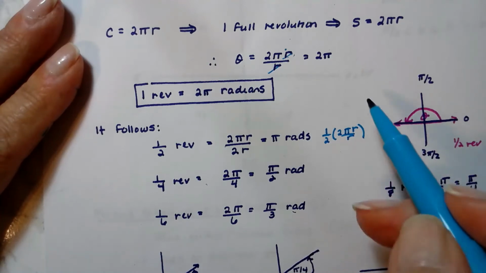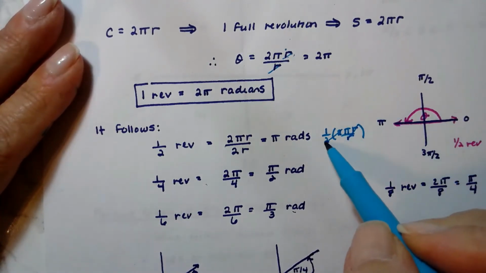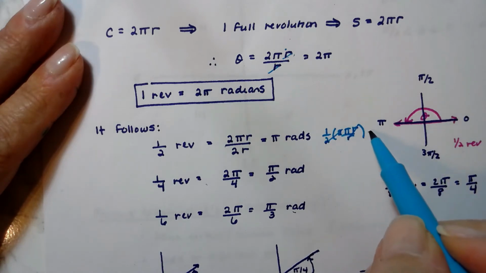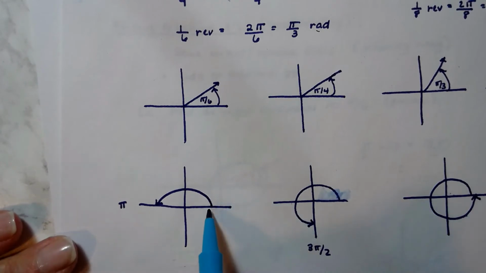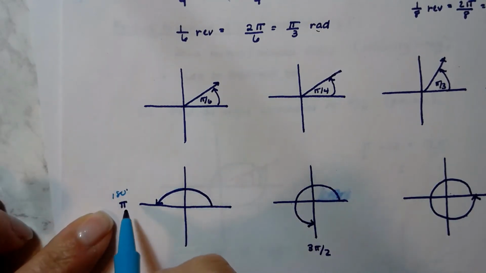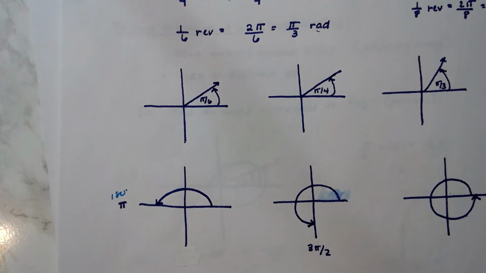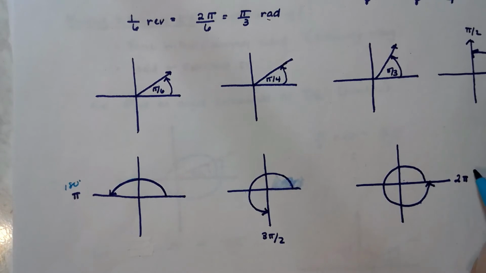And what happens is the r's are going to cancel, and the 2's are going to cancel, and I'm left with 1 times pi or pi. So that's why my little picture here, if I go 180 degrees, I'll just write that there. That's equal to pi radians. Okay, again, here's my full revolution here, which is 360 degrees or 2 pi radians. You need to know in degrees and radians that that's what that is.